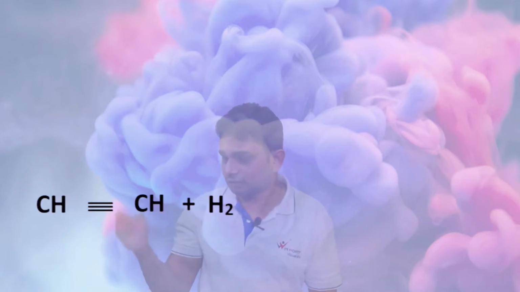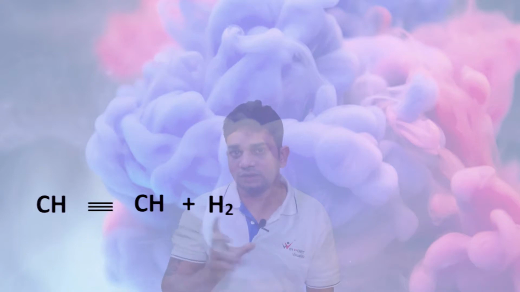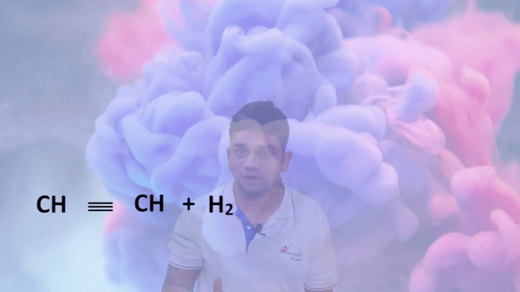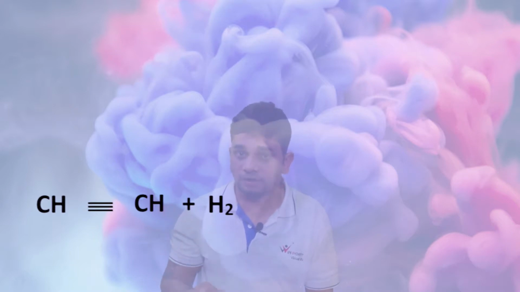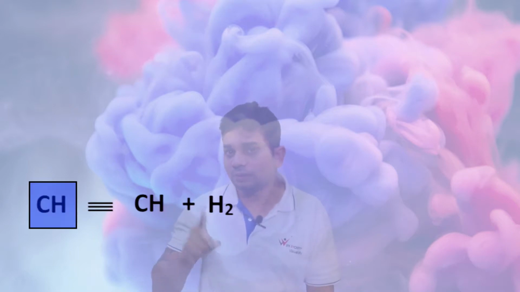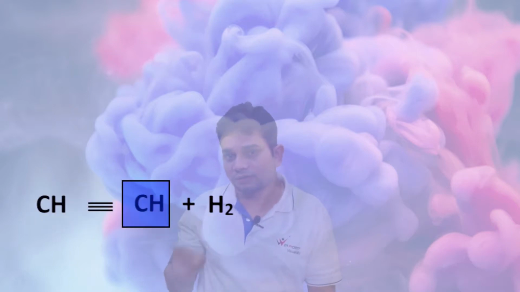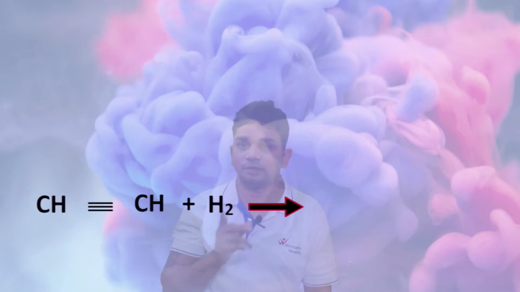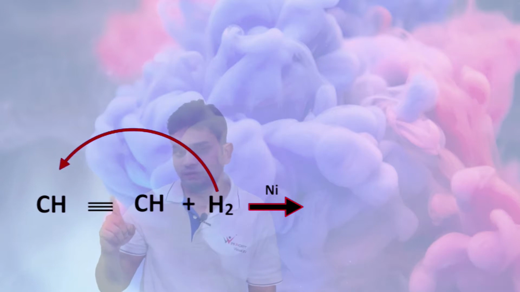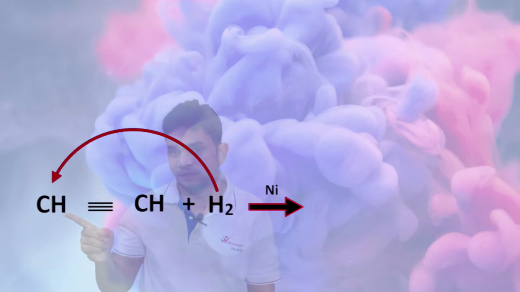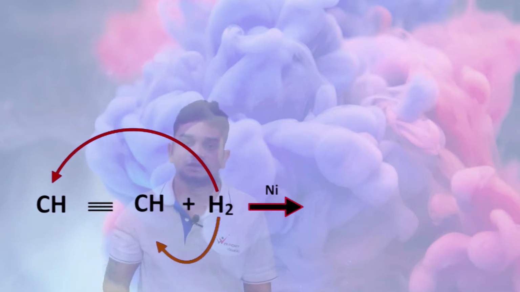Now we can discuss the next example. Here it is CH triple bond CH. CH triple bond CH is ethyne, right? What is going to happen here? One hydrogen will go to one CH and the other hydrogen will go to the other CH, right? You can see that in the presence of nickel, nickel is a catalyst here. One hydrogen is going to this CH and the other hydrogen is going to this CH.